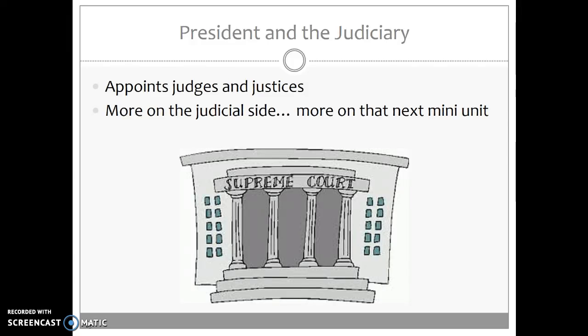Alright, so the president and the judiciary have some checks and balances as well. The president gets to appoint judges and justices, and they don't really have much influence over the judiciary after that point, but that's more of another unit. Congress can declare acts by the president, like the most recent Muslim travel ban, unconstitutional.